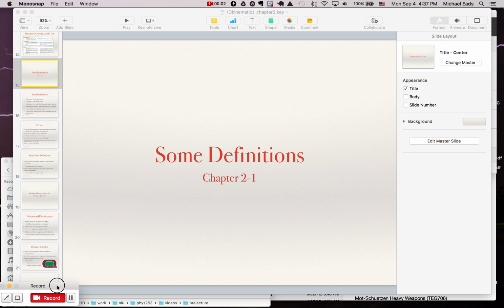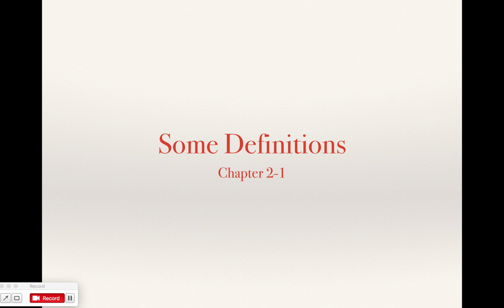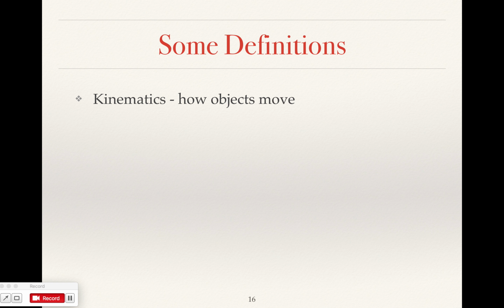First video from chapter 2 is going to be on some basic definitions, so mostly the stuff in chapter 2-1. Okay, so first off, kinematics. Kinematics is all about how objects move. So if you know an object's initial position and you know its velocity and its acceleration and how long, say it undergoes the acceleration for 4 seconds, you can calculate things like how fast it ends up going and how far it traveled.